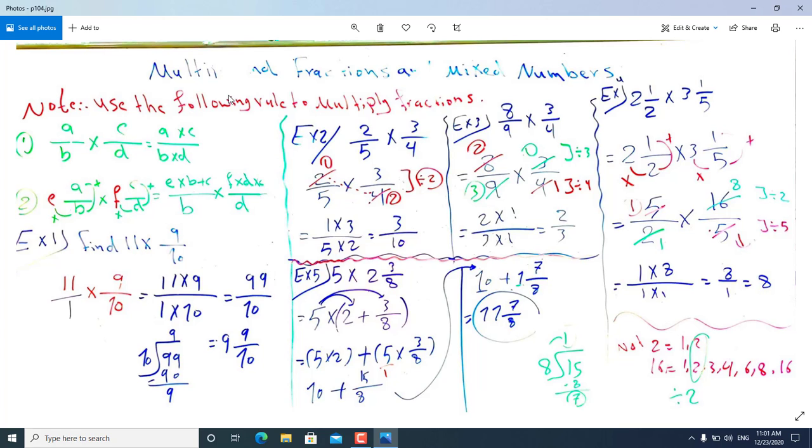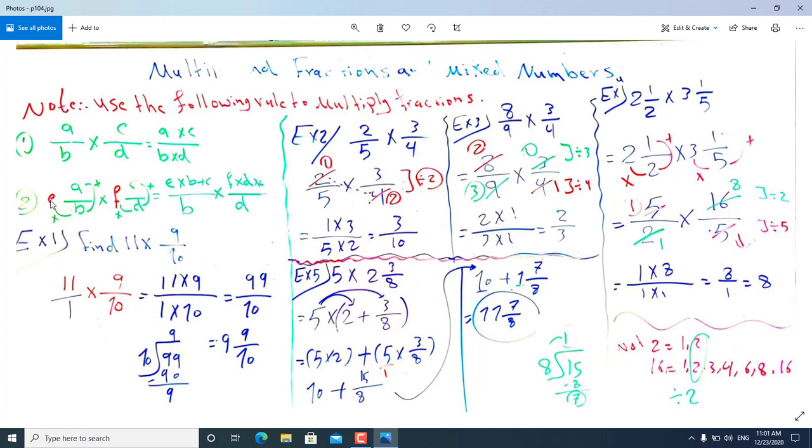Today's lesson is about multiplying fractions and mixed numbers. We can use the following rule to multiply fractions. If you have a over b, where a and b can be any numbers, multiplied by c over d, we multiply a with c and b with d.